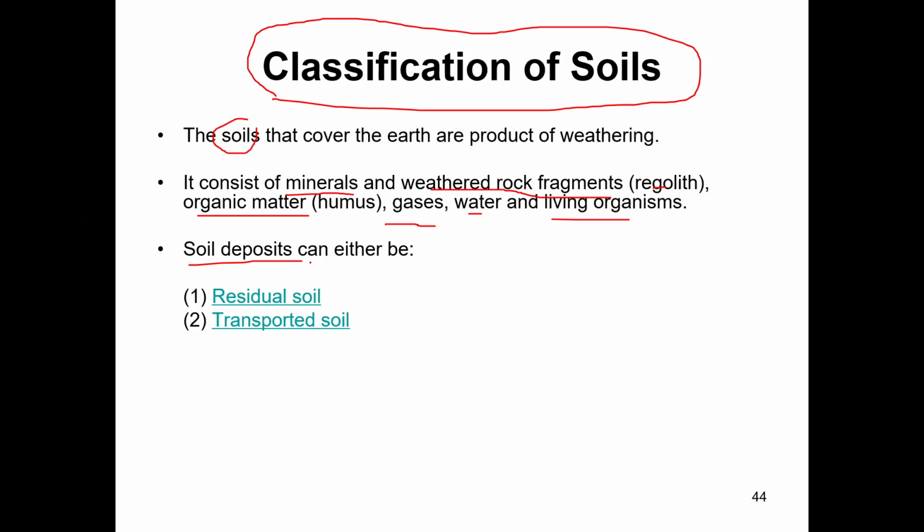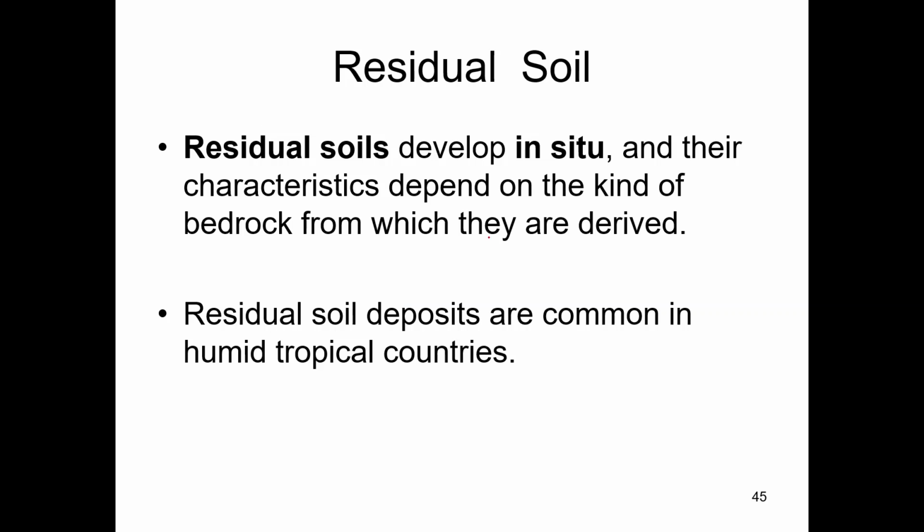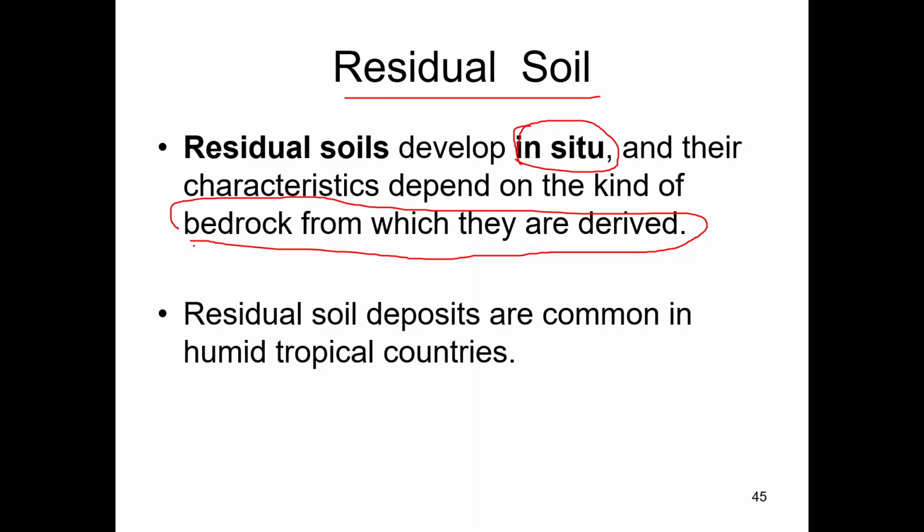So soil deposit can be either a residual soil or a transported soil. So look at residual soil. What is a residual soil? Residual soil develops in situ. Its characteristics depend on the parent, which is the bedrock from which they are derived, called parent rock. Residual soil deposit is commonly found in tropical countries like Malaysia. We have very thick residual soil.